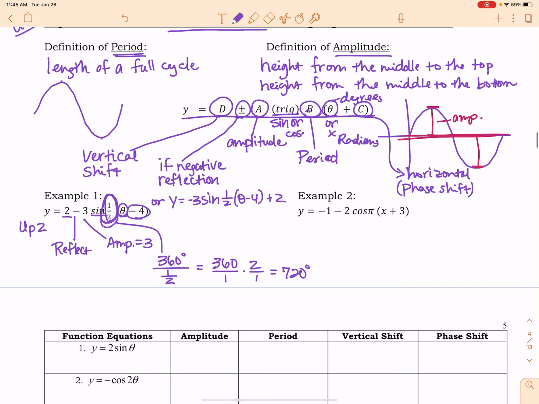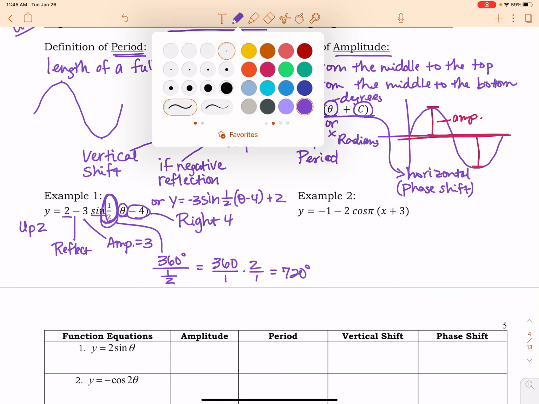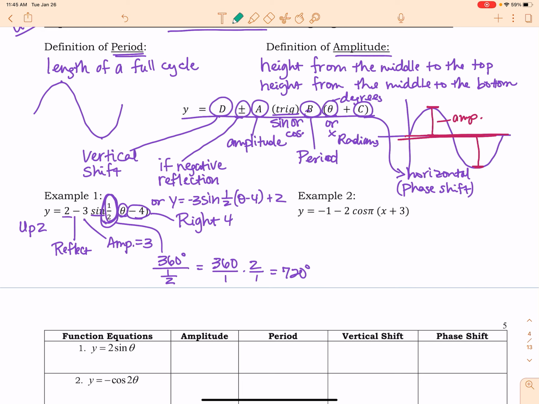This -4 here means that we move to the right 4 spaces. Since that's in parentheses and it's a negative, that means you're moving to the right, just like it did when we were talking about our other parent functions. Okay, let's look at example 2. I'm going to switch colors here. Keep in mind this -1 at the front. You could have written the equation this way. It could be at the end, so please pay attention to that.